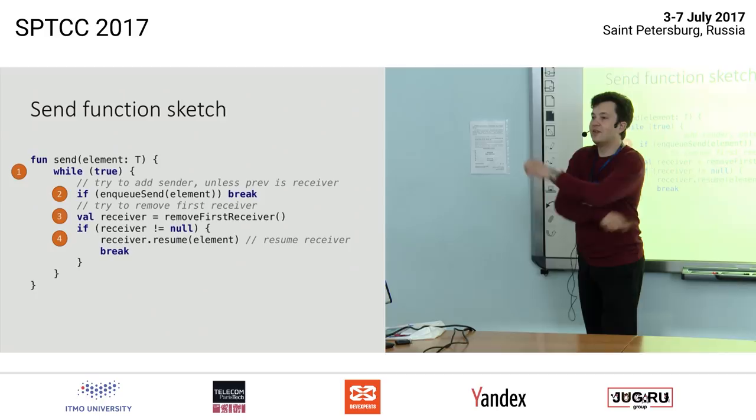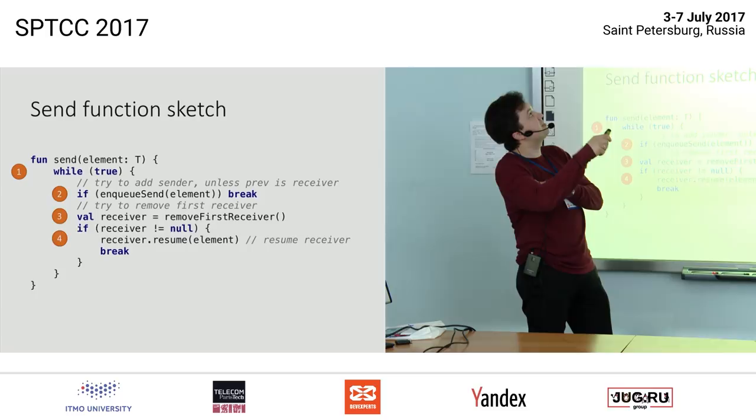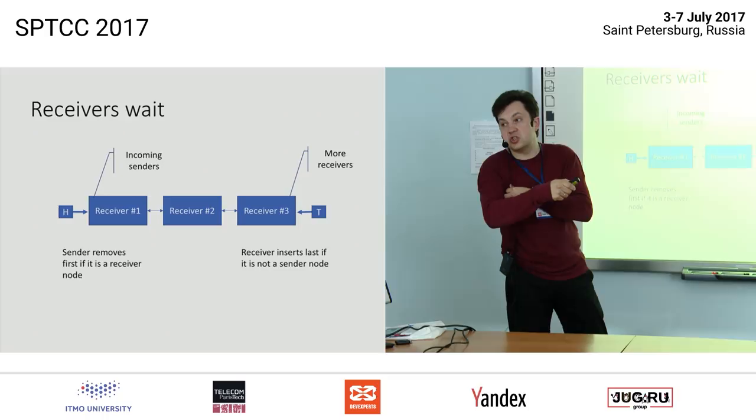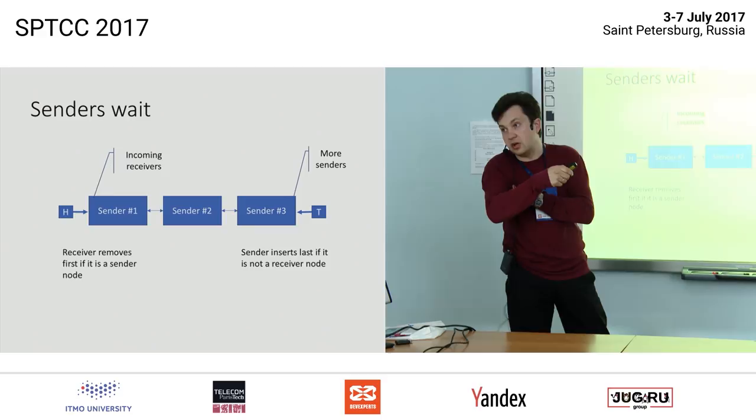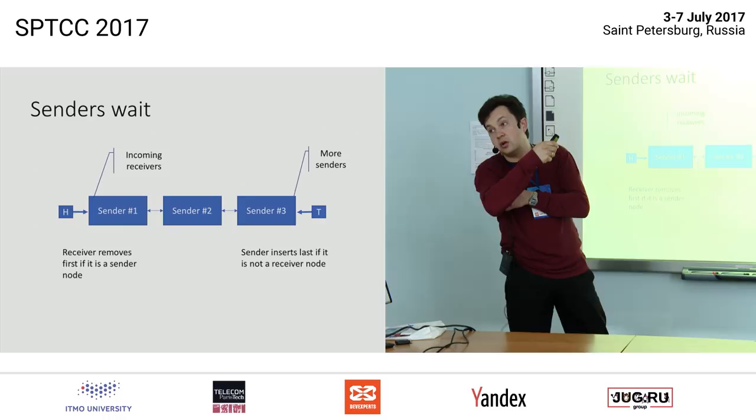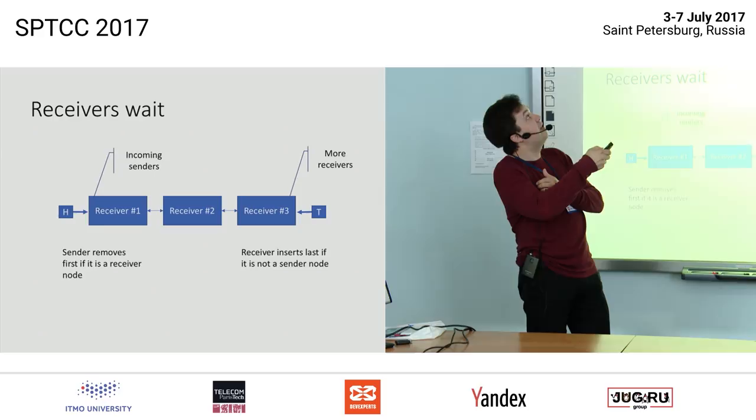Enqueue send will add a sender to the list if and only if it doesn't look like this. If there's no receiver waiting, and the list is empty or has a sender, it will add yet another sender. It conditionally adds the item if the previous one is a sender or sentinel, that is, if the list contained senders or was empty. Otherwise, it just returns false and won't do anything. Instead, it will go to the next line and try to remove the first receiver to resume it.